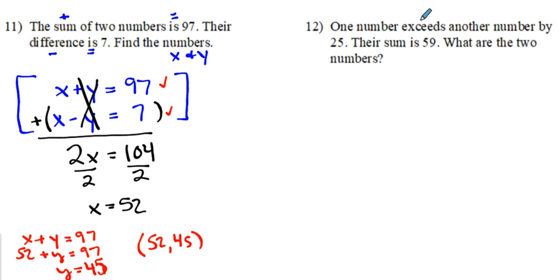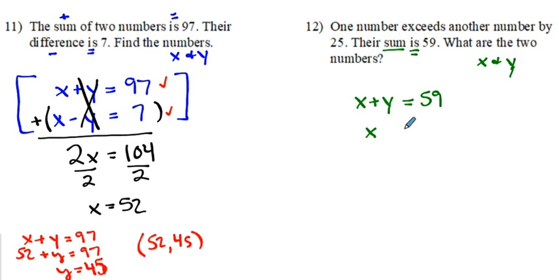One number exceeds, so that means it is greater than, another number by 25. Their sum is 59. What are the two numbers? So I'm going to call the numbers x and y because I don't currently know what they are. But what I do know, so I'm going to start with this one, their sum. That's how we do a sum, x plus y, is 59. So there's one equation, and that's the easier one to write. Now let's look at the other one.